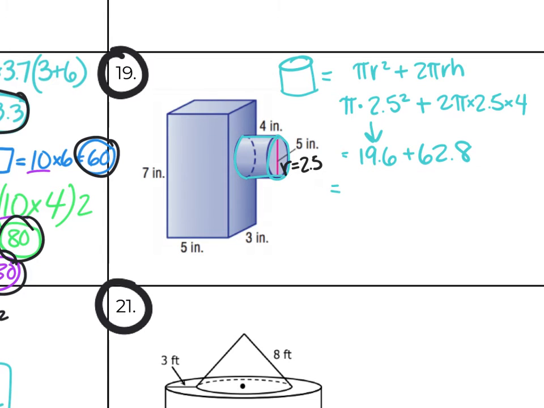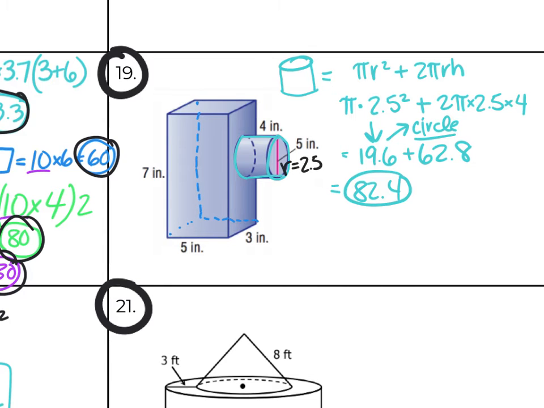Okay, so just to remember, the 19.6 is the circle. We're going to come back to that later. But let's go ahead and add those. So 19.6 plus 62.8 gives me 82.4 for the cylinder. Okay, the rectangular prism. They don't really show us here, but if it's a rectangular prism, we have these other faces at the back. So we can't forget about those.